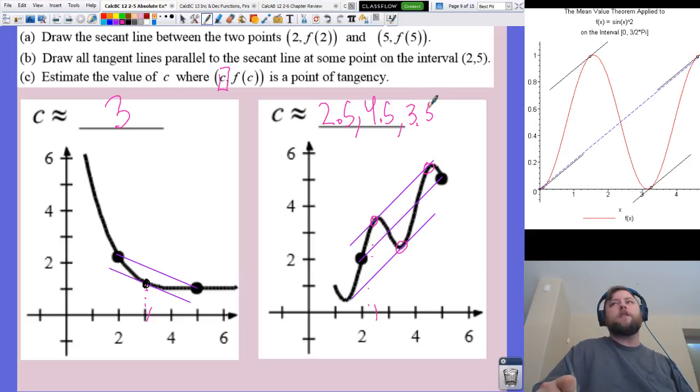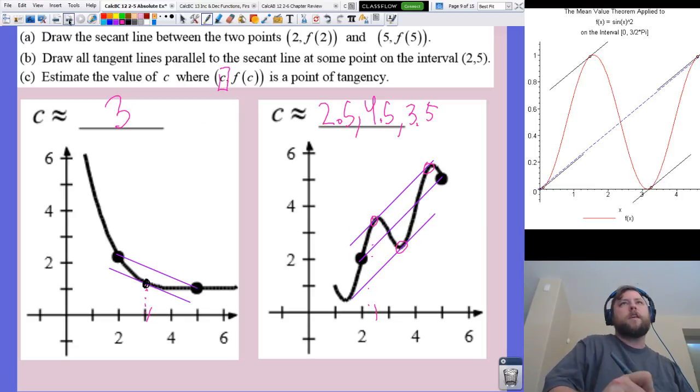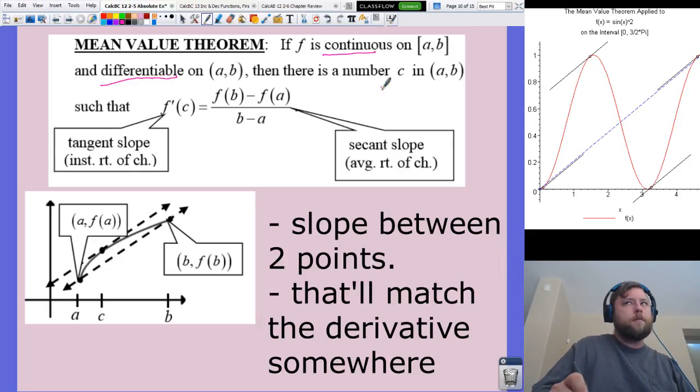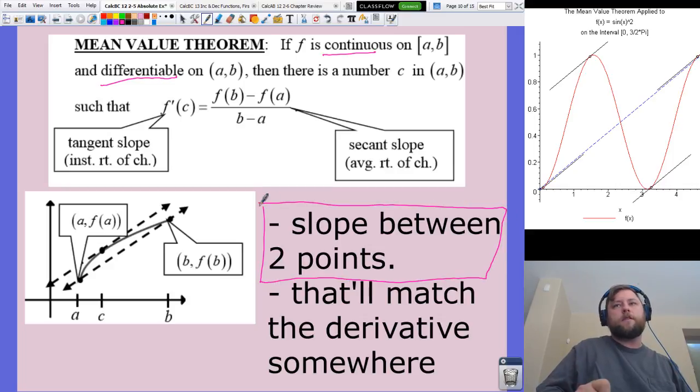So there's 3 values where the slope of that tangent line is the same as the slope of the line between the 2 endpoints. And this is the idea of the mean value theorem. Think of rate of change, we talked about that. If you have a continuous function and it's differentiable, then there's some number in between where the slope of the endpoints equals the slope of the tangent line. So you have to find the slope between the 2 points, and it's going to match some derivative at some point in between. That's the idea of the mean value theorem.